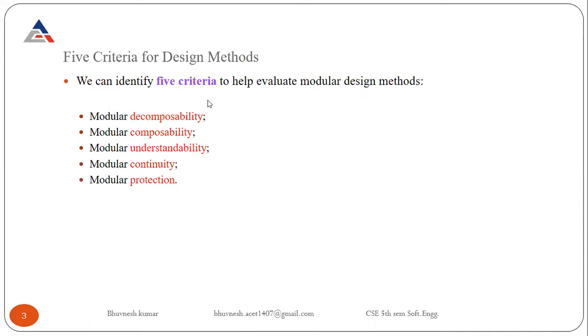Then there are different criteria of your design methods: decomposition, composability, understandability, continuity, and protection. These are the 5 criteria for your software design. Keep in mind, we will design the software according to these criteria. Your design should be decomposable. It should be composable. Understandability should be there. Continuity should be there, and protection is mandatory.